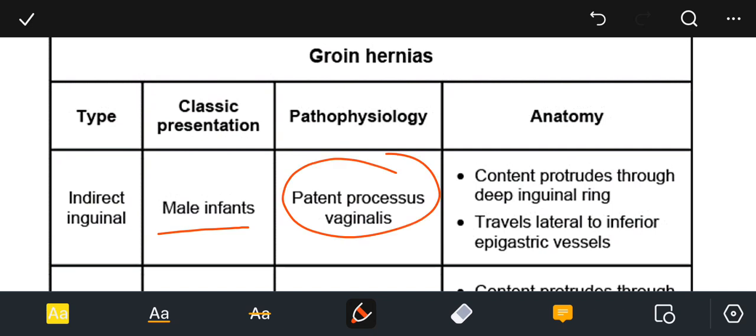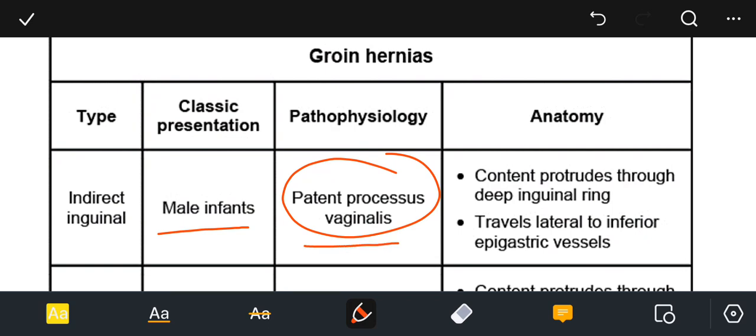Pathophysiology is the patent processus vaginalis. The processus vaginalis is basically the structure that directs the testis from the abdomen through the inguinal canal into the scrotum, and this is the protrusion of the peritoneum, and it normally obliterates in adult people. If it does not obliterate, this can give room to the inguinal viscera to protrude into the scrotum. So the pathophysiology of the indirect inguinal hernia is the patent processus vaginalis.